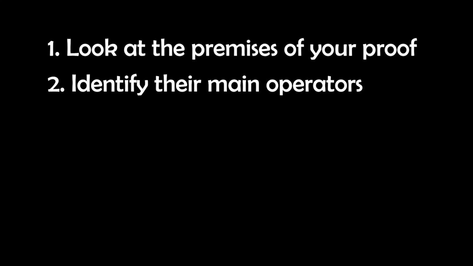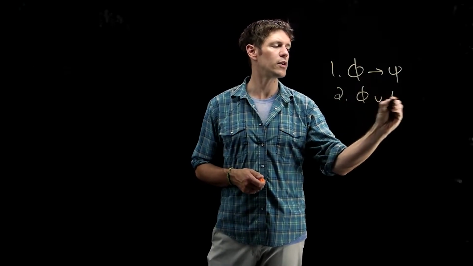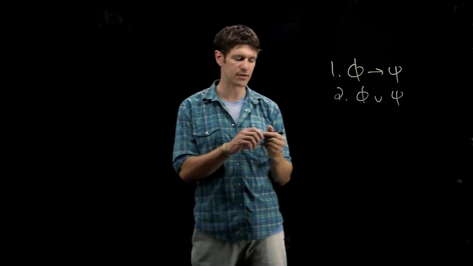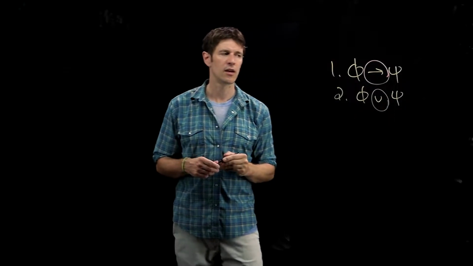Now, the rule or tip is this. Look at the formulas that you have as your premises. So just focus on the premises. Do not look at the conclusion. Next, look at the main operator of those premises. For example, let's say you had a proof and it had these formulas in it. What you would do is look at the main operator of these formulas. Here we have the conditional, here we have the disjunction.